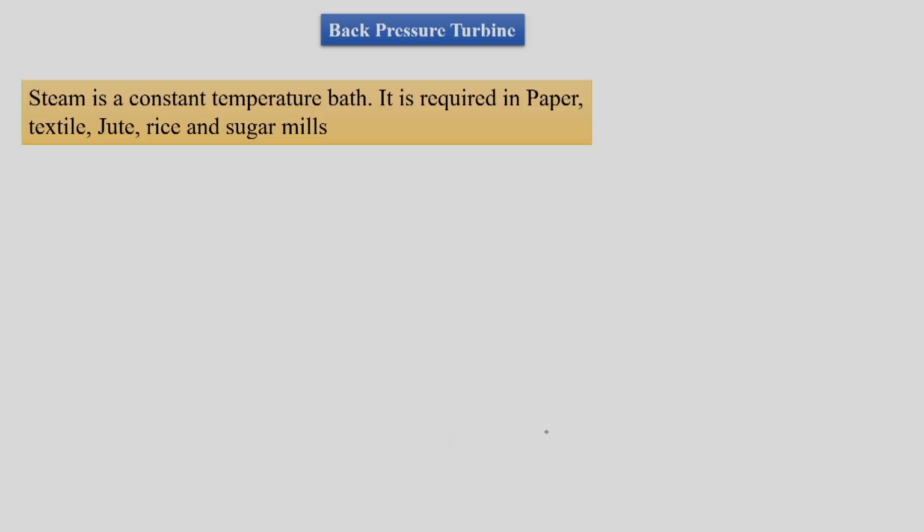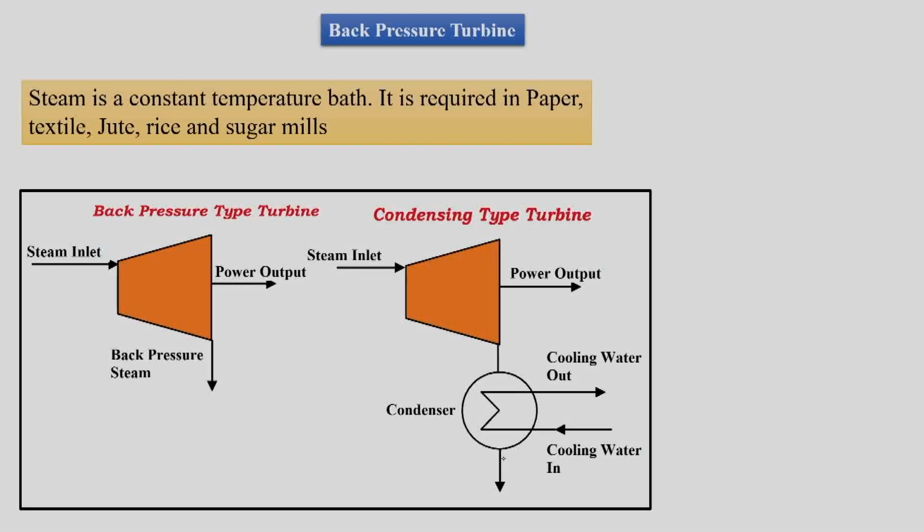So in that, the first topic to discuss is the back pressure turbine. First point to be discussed. We know that we have steam available with us, and we have seen that our Rankine cycle uses a condensing type turbine. So our Rankine cycle has a turbine which is attached with a condenser. We have steam at the inlet to the turbine, then we have power output from the turbine, then we have steam outlet from the turbine passing to the condenser, and in the condenser we have cooling water going in and cooling water coming out.